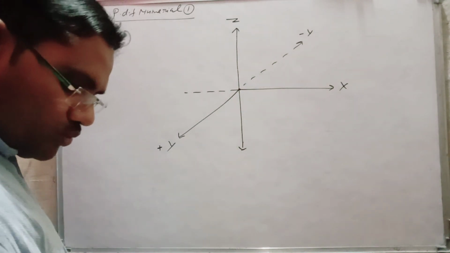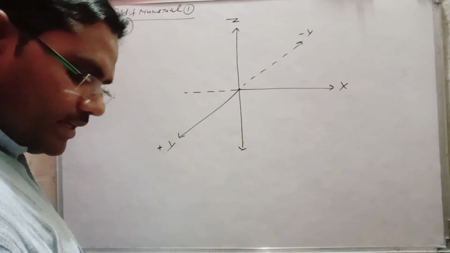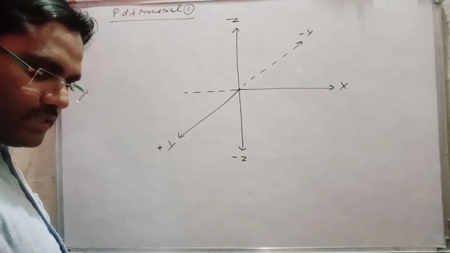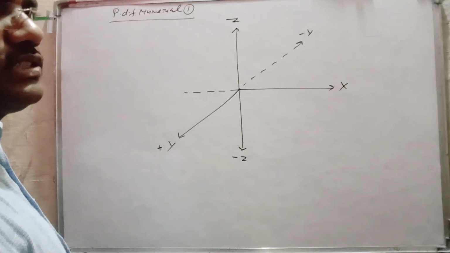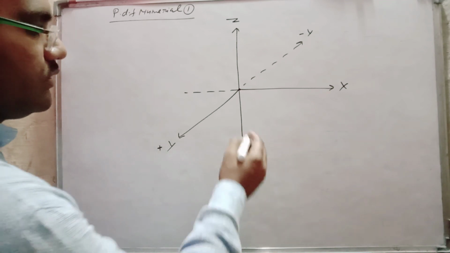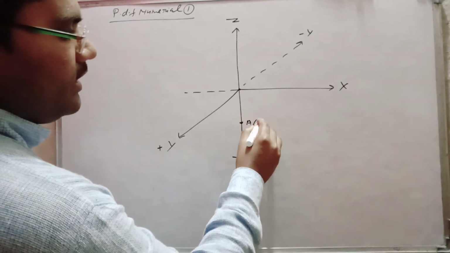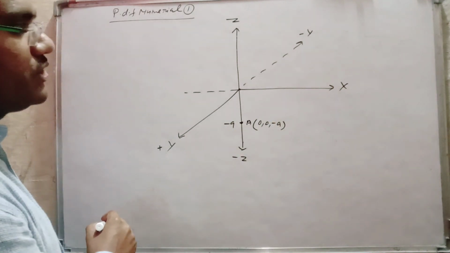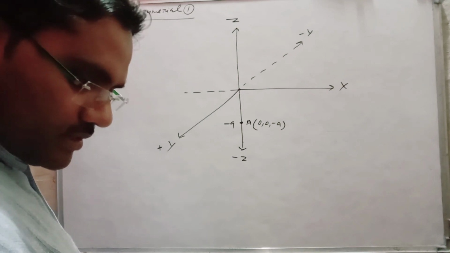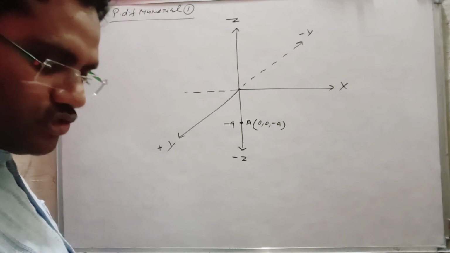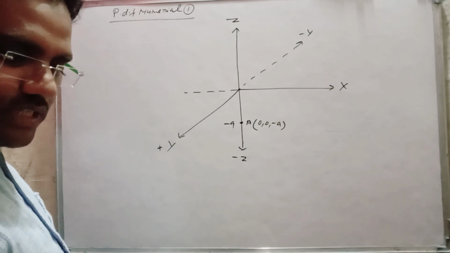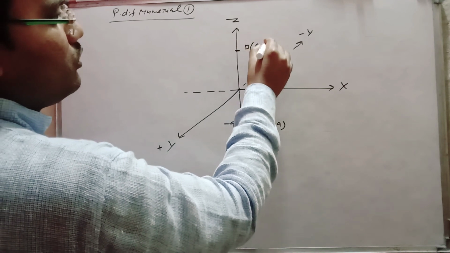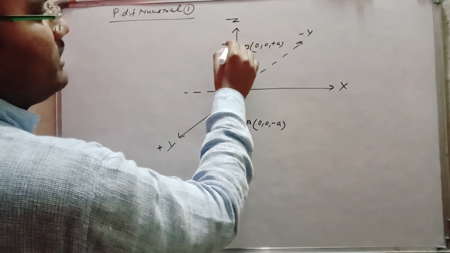Here minus q at point A, and the coordinate of point A is 0 0 minus a, that means minus z axis. So here we take point A at 0 0 minus a, with negative charge minus q, and the second point is B at 0 0 plus a, that means positive z axis, and at point B is charge plus q.